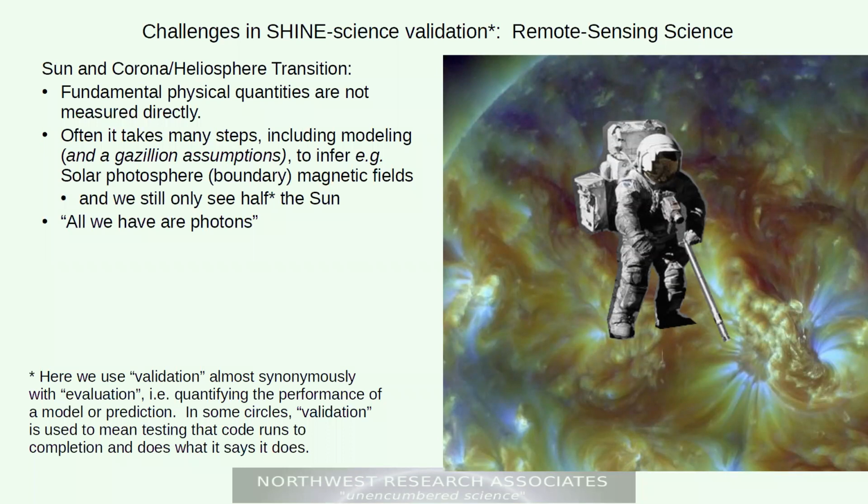It takes many steps for many of the things that we say we measure. It takes many steps, including modeling and a lot of assumptions, to get to where we say, oh yeah, this is the density. Maybe, okay? So all we have are photons. We don't get to go and probe the sun. So Parker Solar Probe is great, but we're still not really sticking the probe into the coronal loop quite yet.